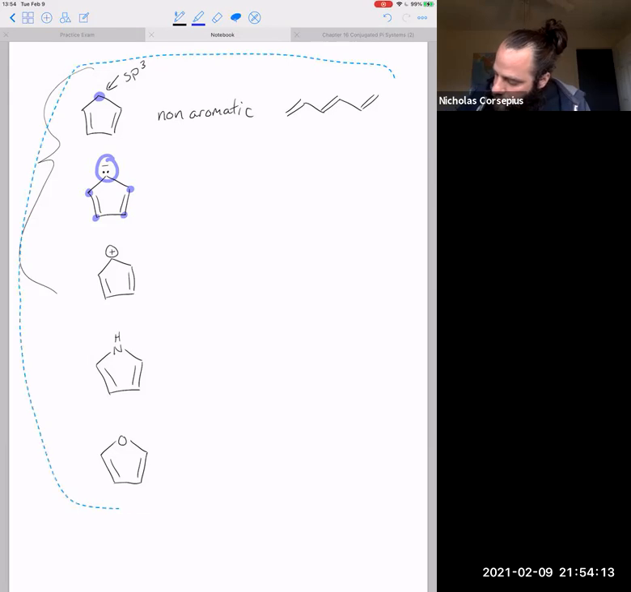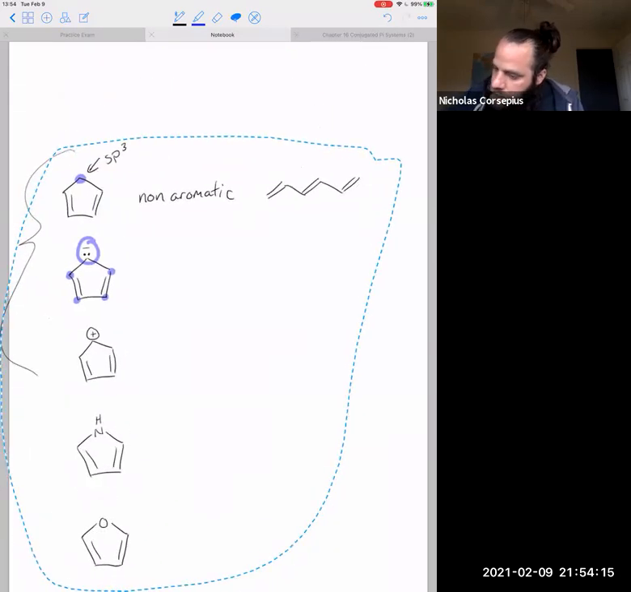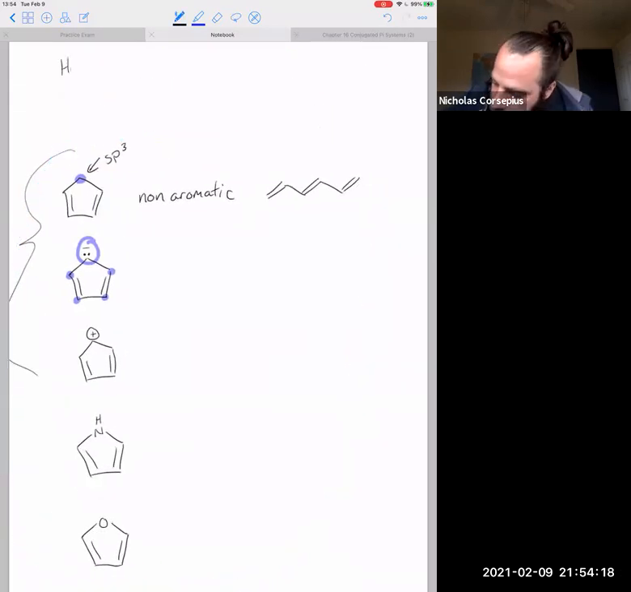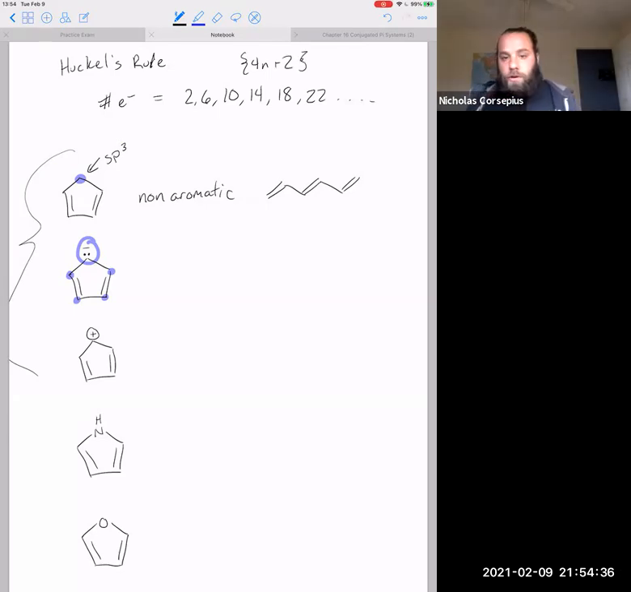Right, so Huckel, I think he's got a weird accent in there. Anyway, Huckel's rule is that the number of electrons is either 2, 6, 10, 14, 18, 22, etc. It follows this 4n plus 2 pattern. So if I plugged in 0 for n, I would get 2. If I plugged in 1 for n, I would get 6. If I plugged in 2 for n, I would get 10, etc.